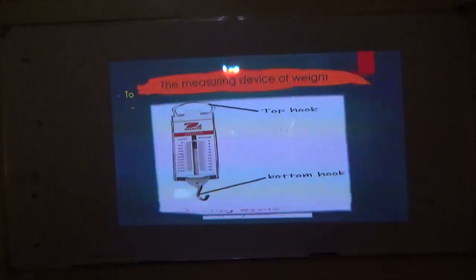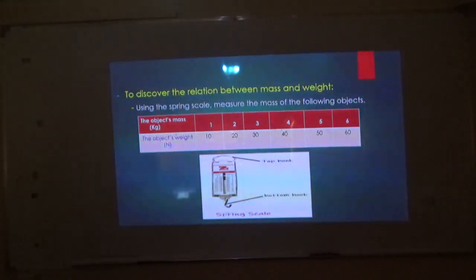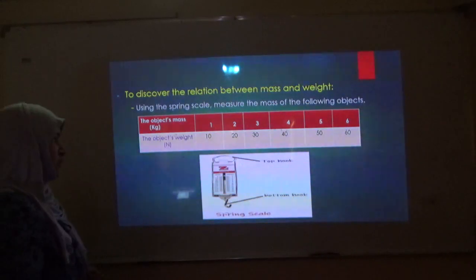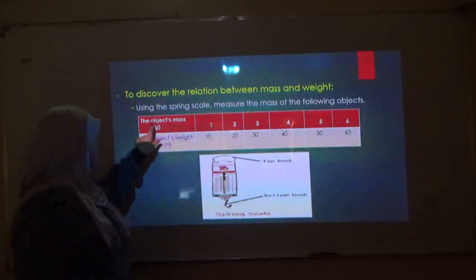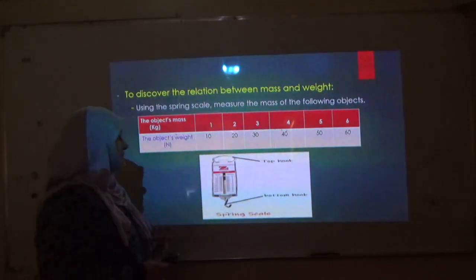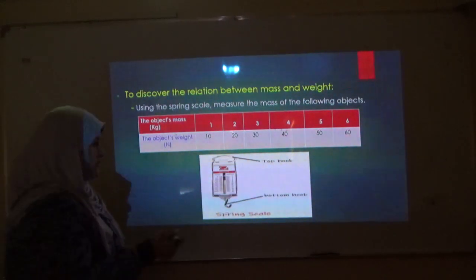So this is the spring scale, as I mentioned before. As a quick revision for what we said before, for an object whose mass is 1 kilogram, its weight will be 10 Newton, according to the rule.